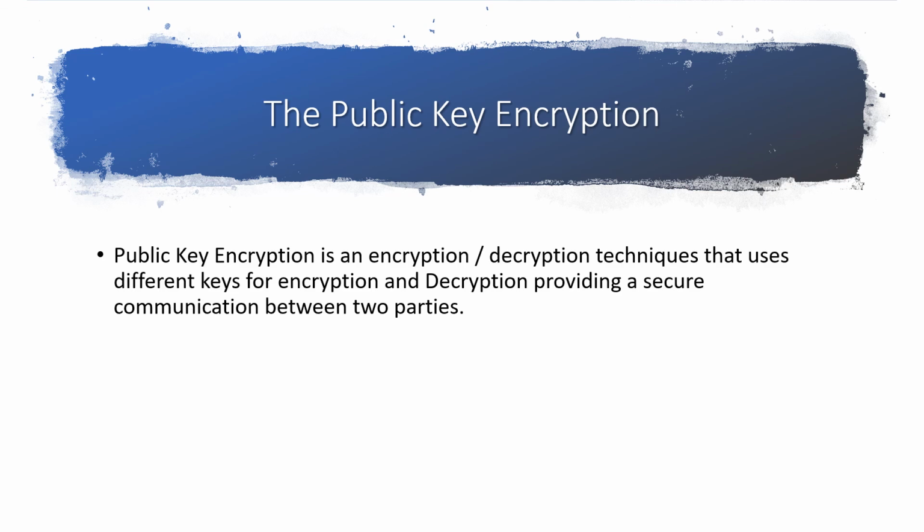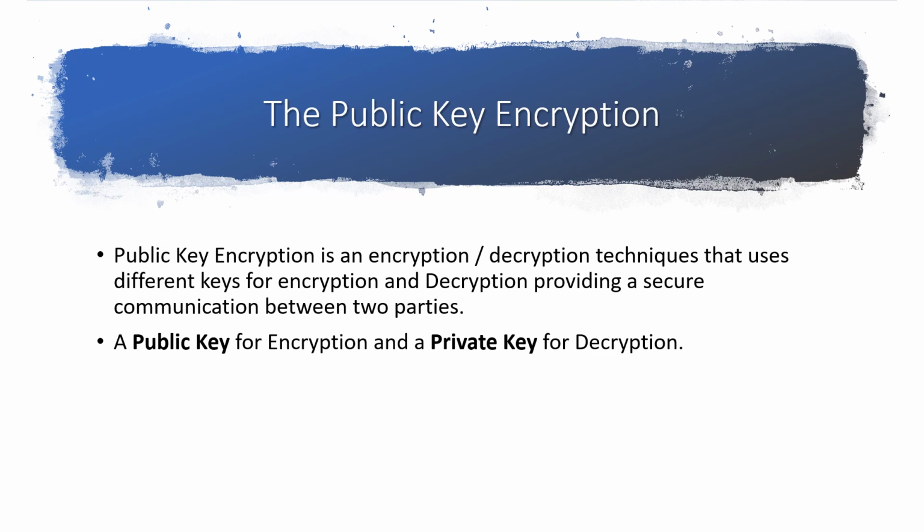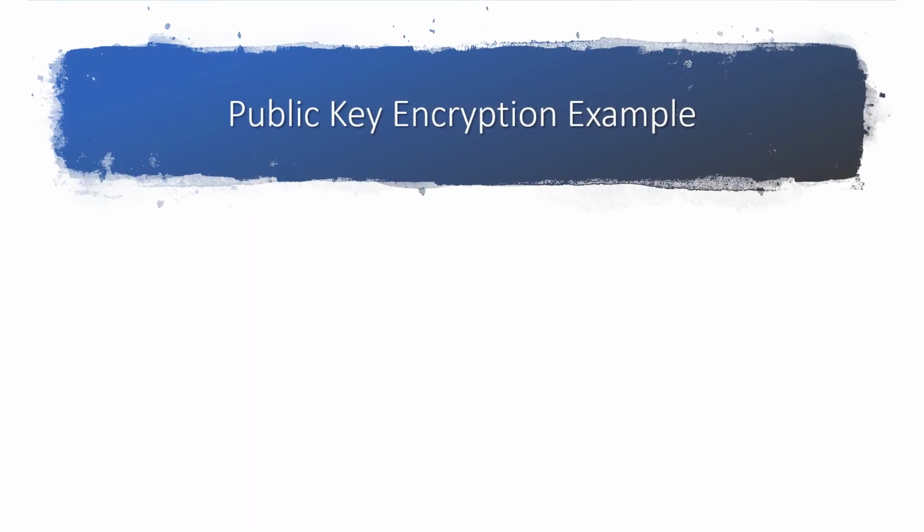So public key encryption is a technique that uses different keys for encryption and decryption, providing secure communication between two parties. It is secure because you share the public key, but you do not share the private key. Public key is for encryption, private key is for decryption, like our RSA crypto system from class.